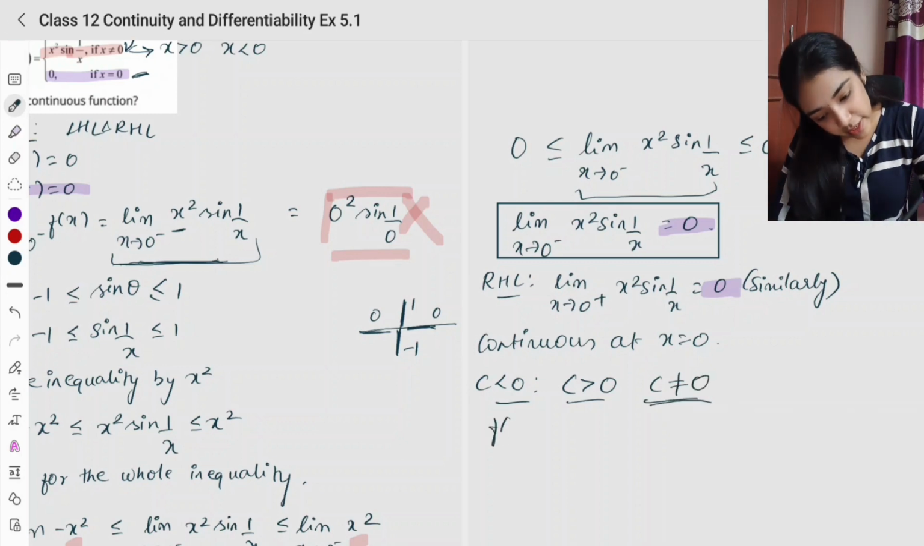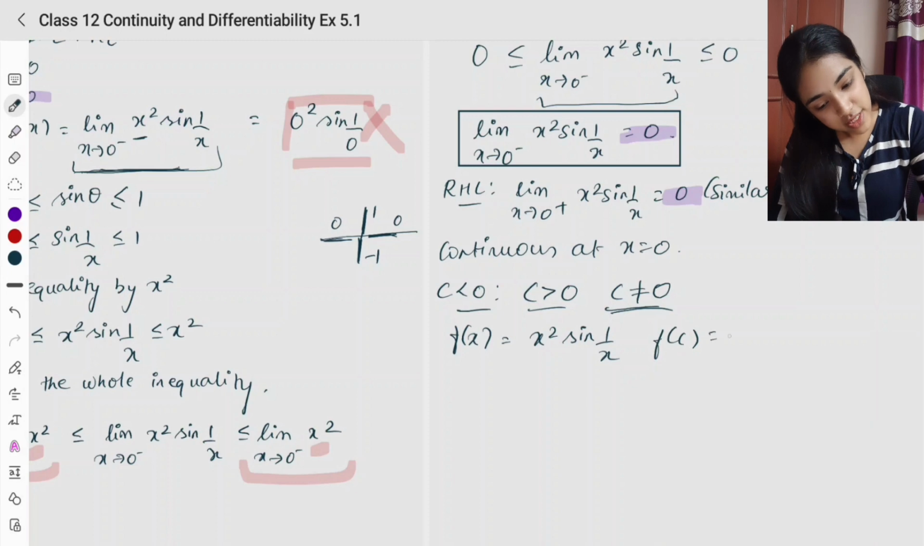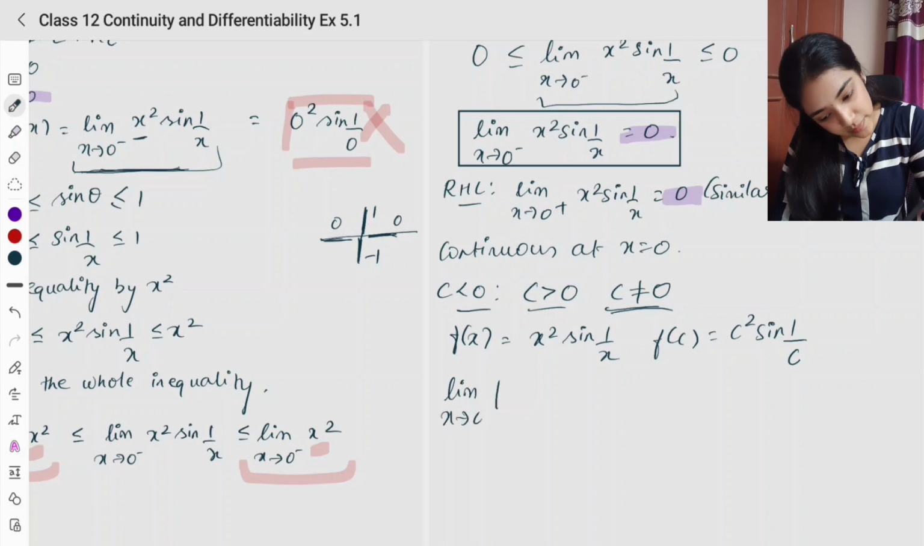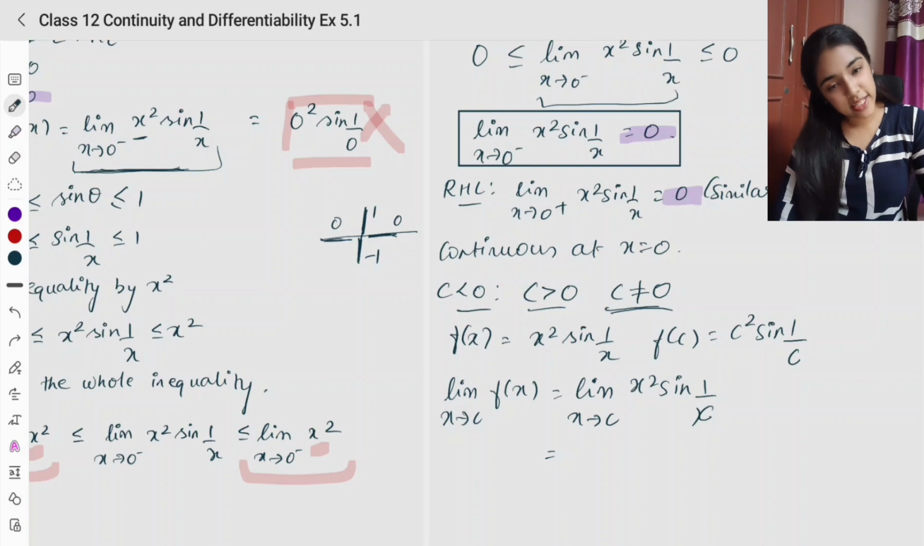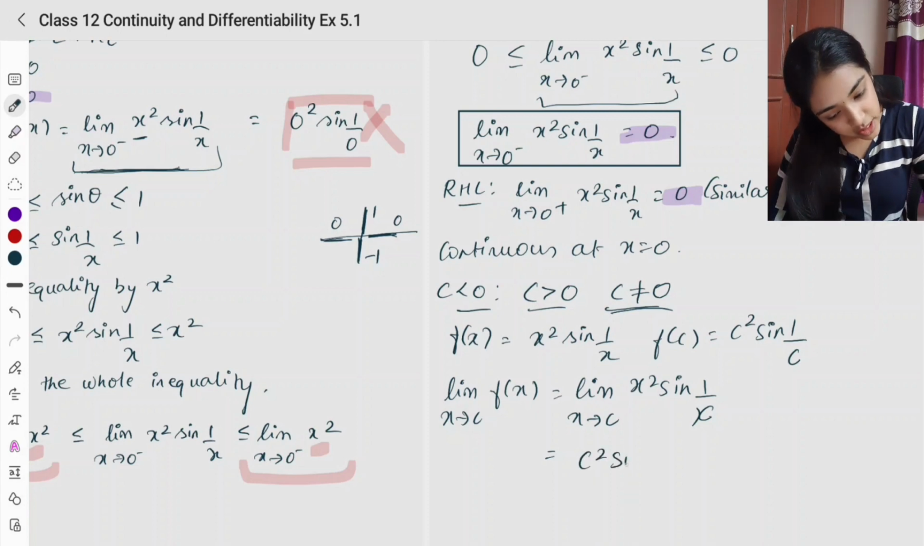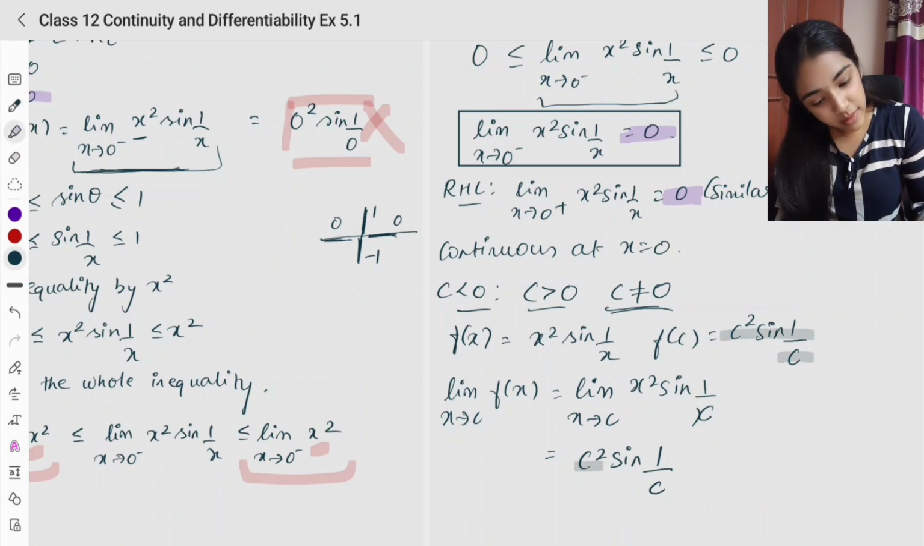Next case. So what is my f of x? F of x is going to be x square sine 1 divided by x. So what is my f of c? F of c is going to be c square sine 1 divided by c. Now I'm going to take the limit. So limit x tends to c of f of x is going to be limit x tends to c of what is my f of x? X square sine 1 divided by x. So when I substitute the limit, I'm going to have c square sine 1 divided by c. So you see that the values are equal. The value here and the value here is equal.